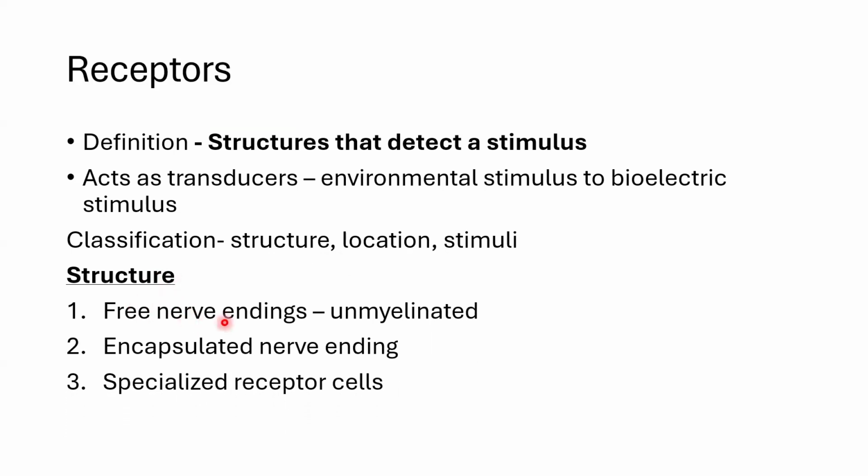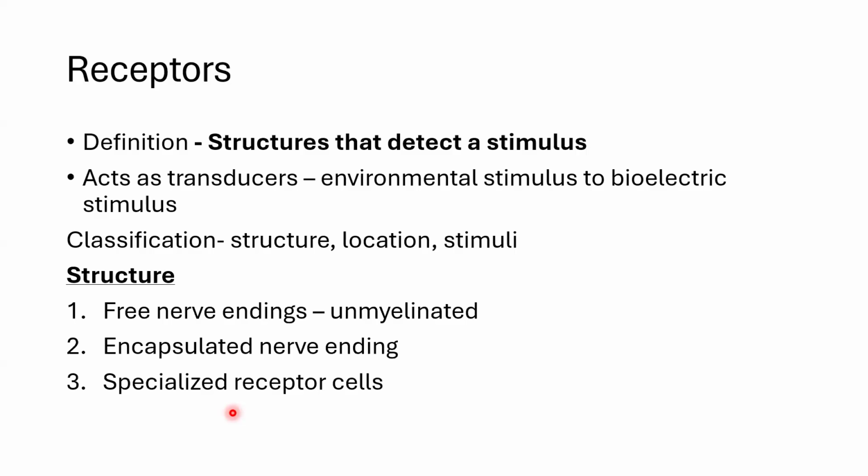In terms of structure, we have three classifications. You can have free nerve endings, which are unmyelinated. You can have the free nerve endings being encapsulated, giving us the second type of receptor, the encapsulated nerve endings. And then you can have specialized receptor cells. These just have a free nerve ending going to a specific cell.